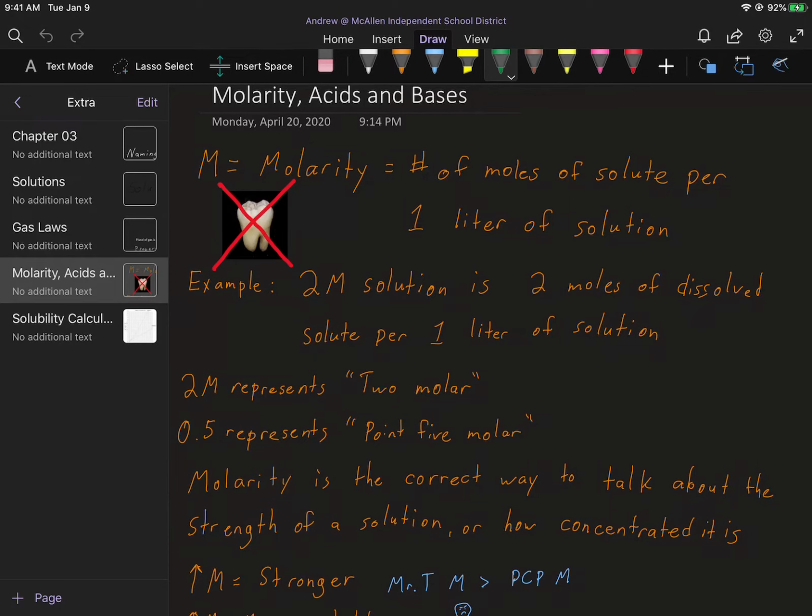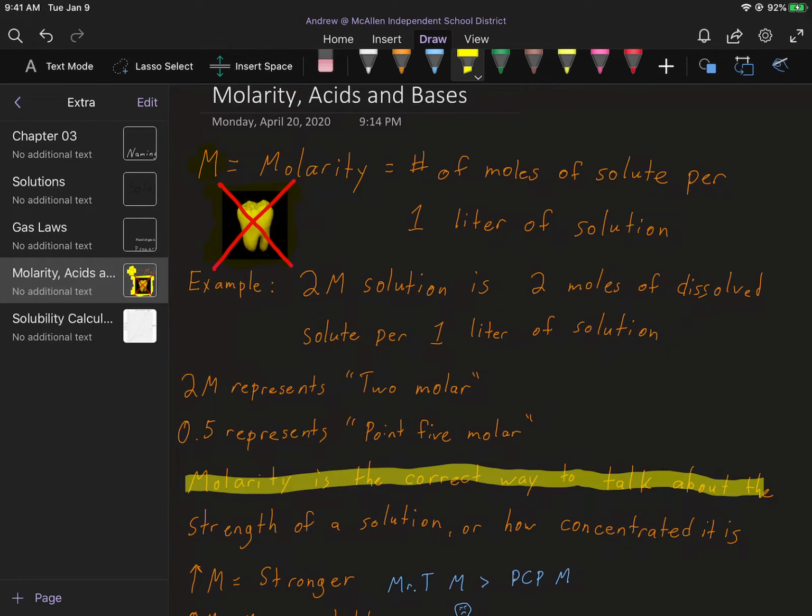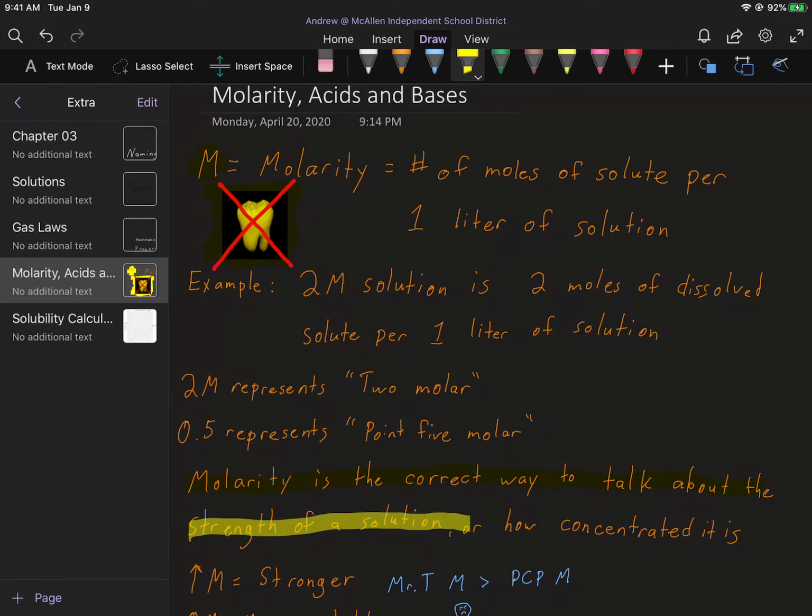All right, molarity, acids, and bases. So, molarity is the number of moles of solute per 1 liter of solution. We use a capital M for molarity. Lowercase m is meters. Now, we also have a nice, beautiful molar here. When we're talking about molarity, we're not talking about your teeth. We're talking about the strength of solutions. Molarity is the correct way to talk about how strong a solution is.